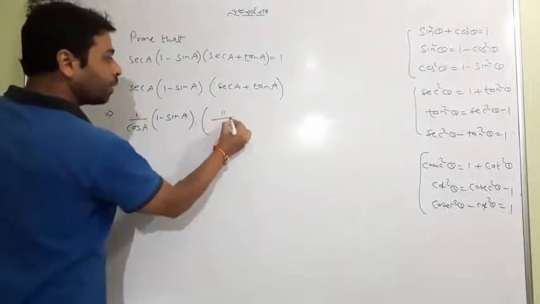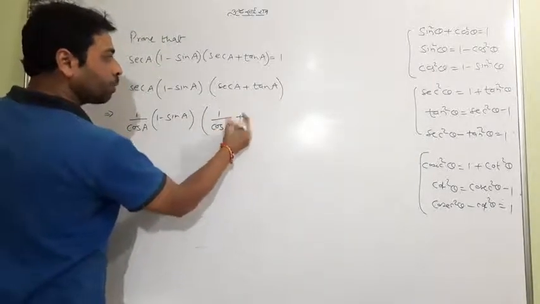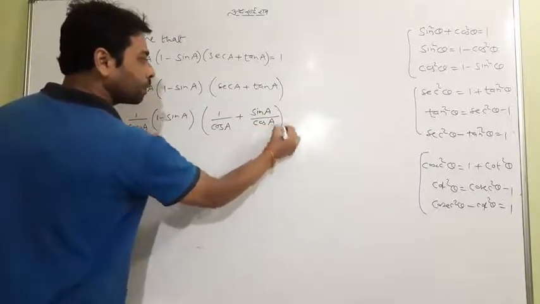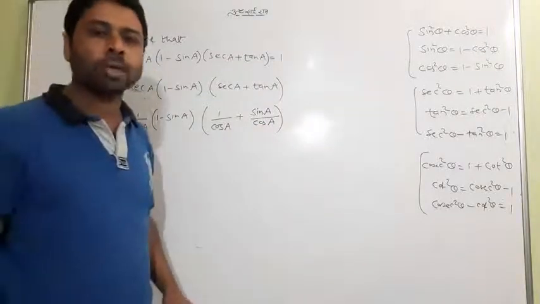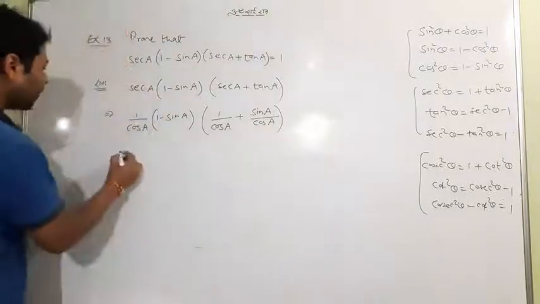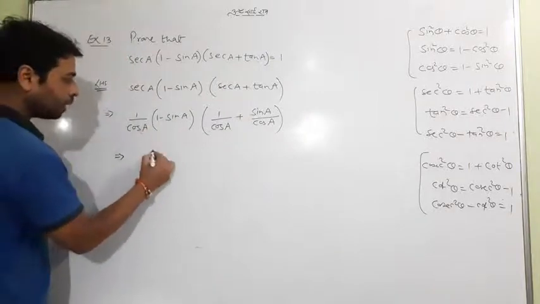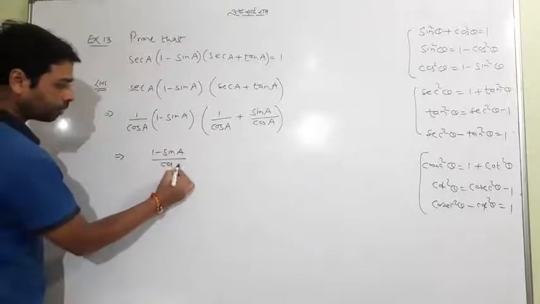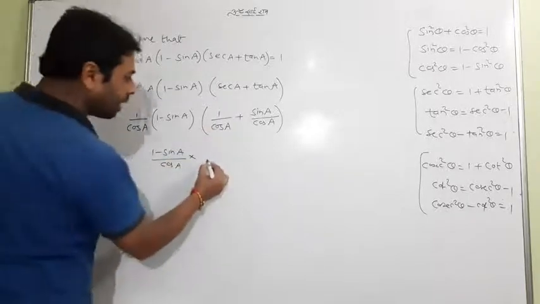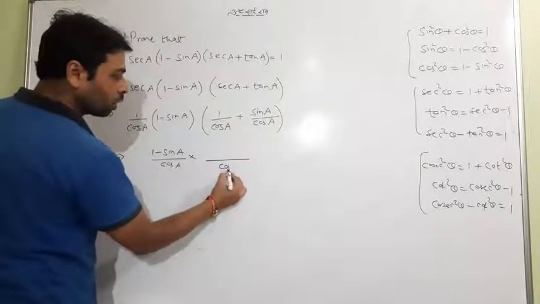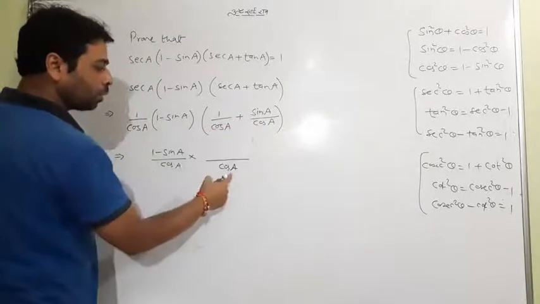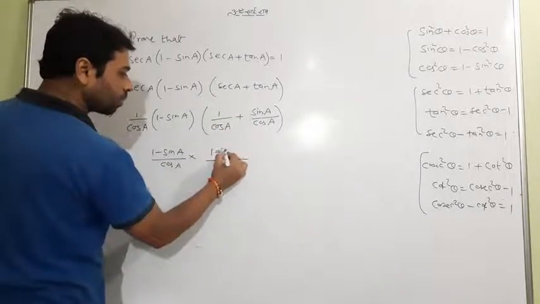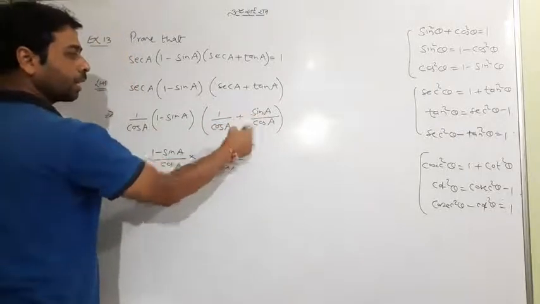Sec A is written as 1 by cos A, the reciprocal of cos. Tan A is sine A upon cos A; you should remember tan A equals sine by cos. Now I'll take these two together. Taking the LCM cos A, when both denominators are the same, the numerators come together as it is. This is the LCM: 1 plus sine A upon cos A.